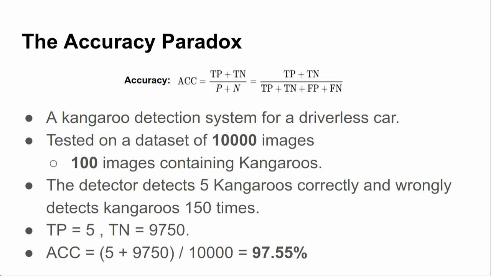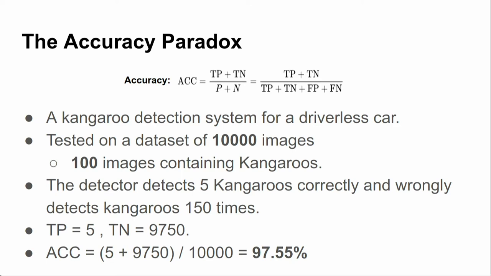And we test our detector. This detector, from the 100 images, detected only 5 correctly, and wrongly detected 150 kangaroos from the rest, where there are no kangaroos, but the detector says there's a kangaroo. So notice, only 5 from the 100, and it made 150 wrong. And if you calculate the accuracy, it's 97%.